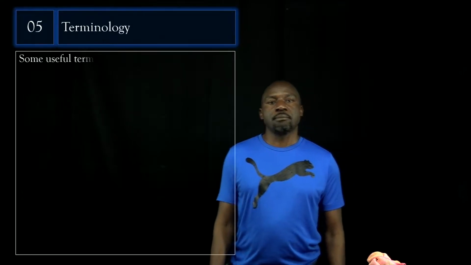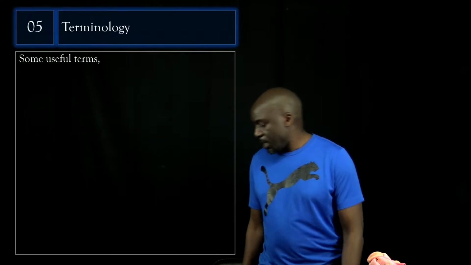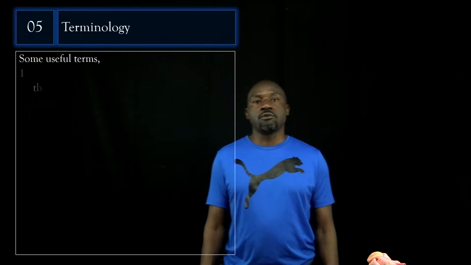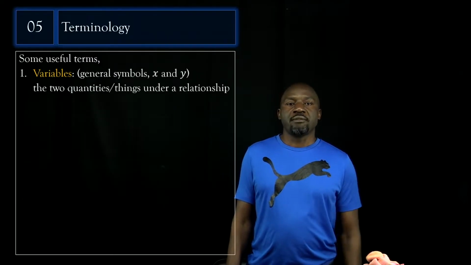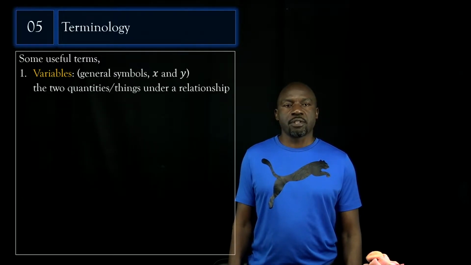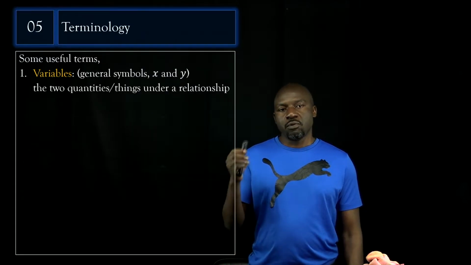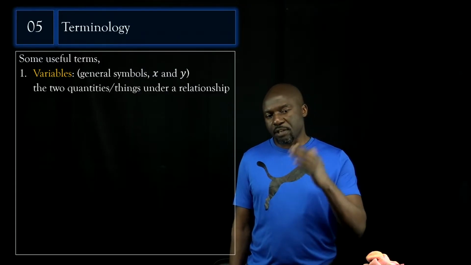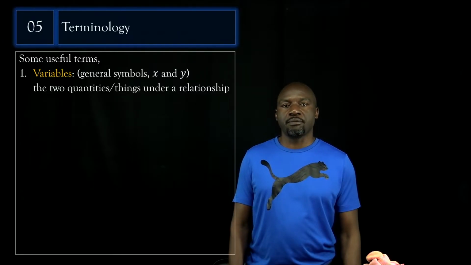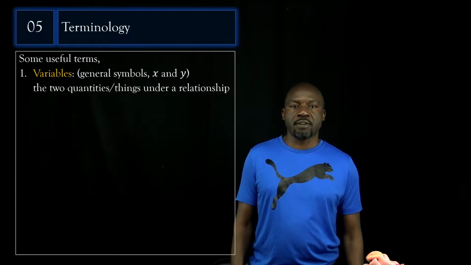Okay, so here is some terminology, some of the useful terms, some of the language we'll be using as we move on. What do we mean when we say a variable? The general symbols that we use are x and y. The two quantities that we've talked about in all those 7 examples plus the starting ones are referred to as variables, okay?